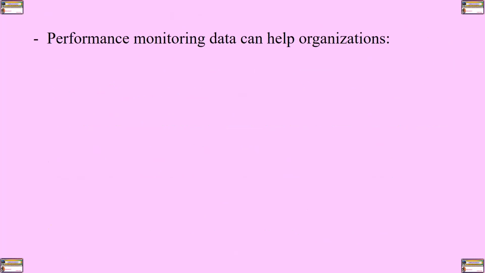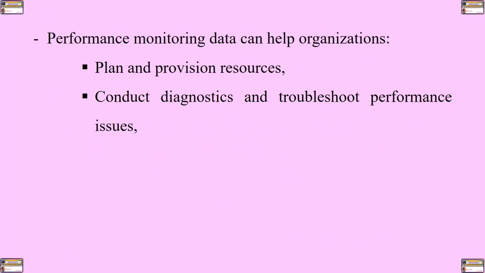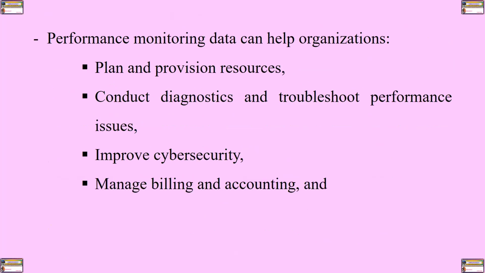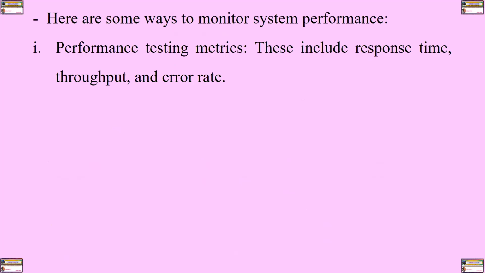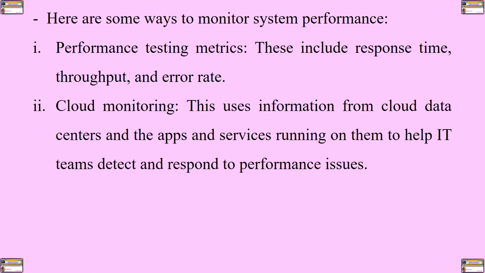Performance monitoring data can help organizations to plan and provision resources, conduct diagnostics and troubleshoot performance issues, improve cybersecurity, manage billing and accounting, and boost the end user experience. Therefore, some of the ways that can be used to monitor system performance are performance testing metrics. These include response time, throughput, and error rate.